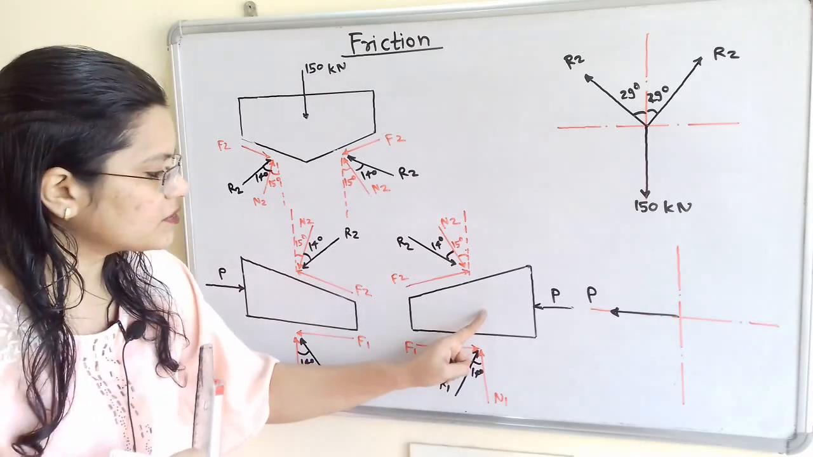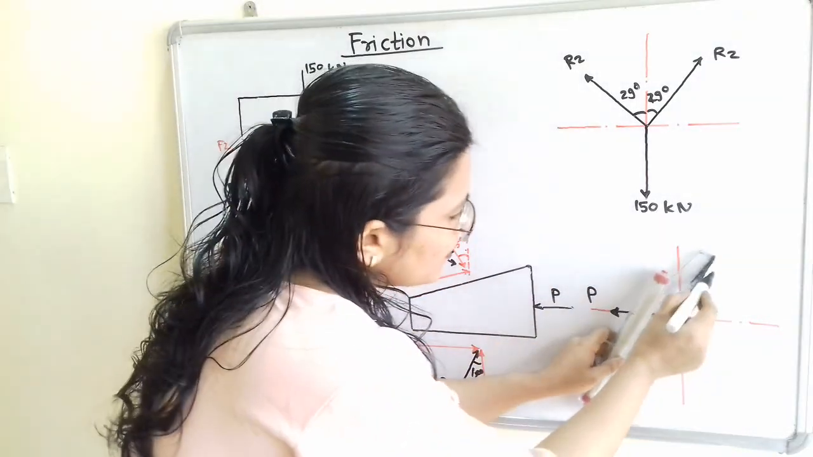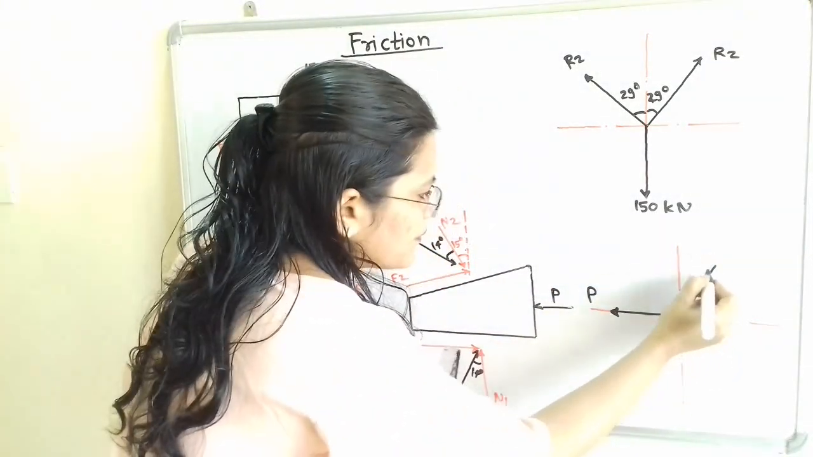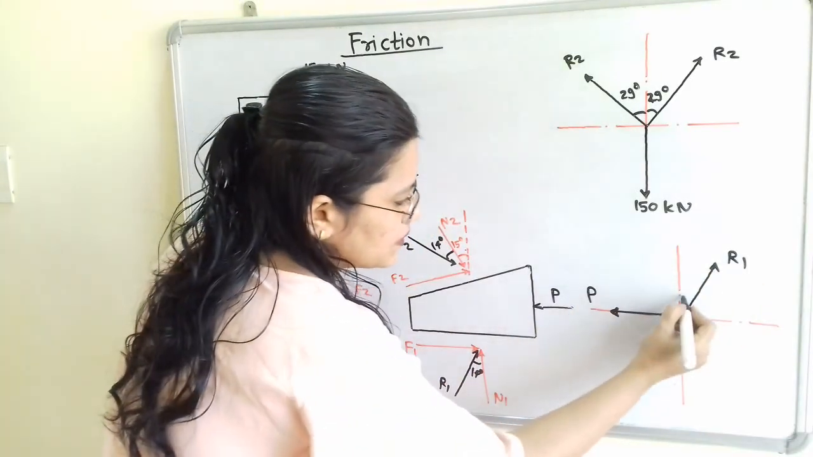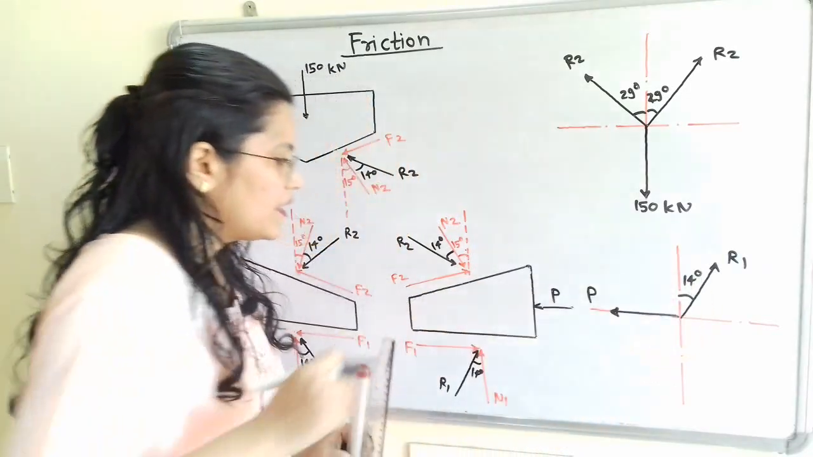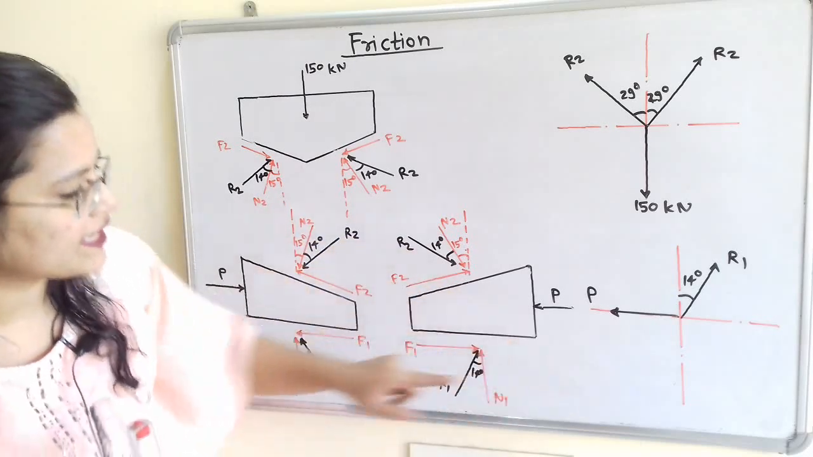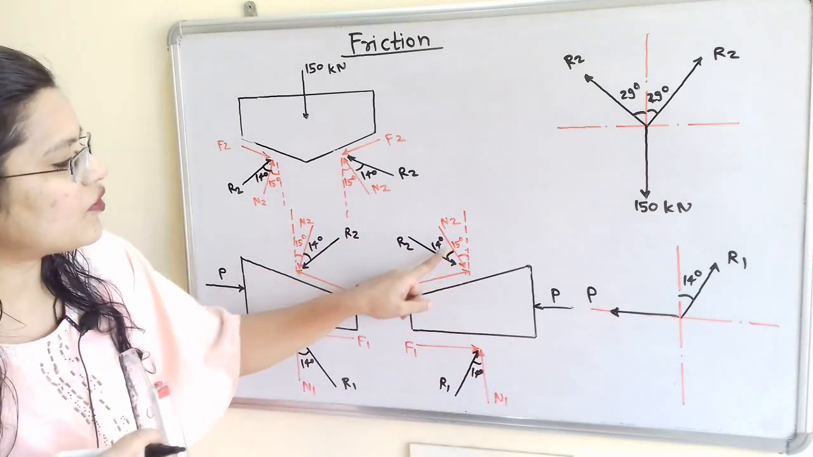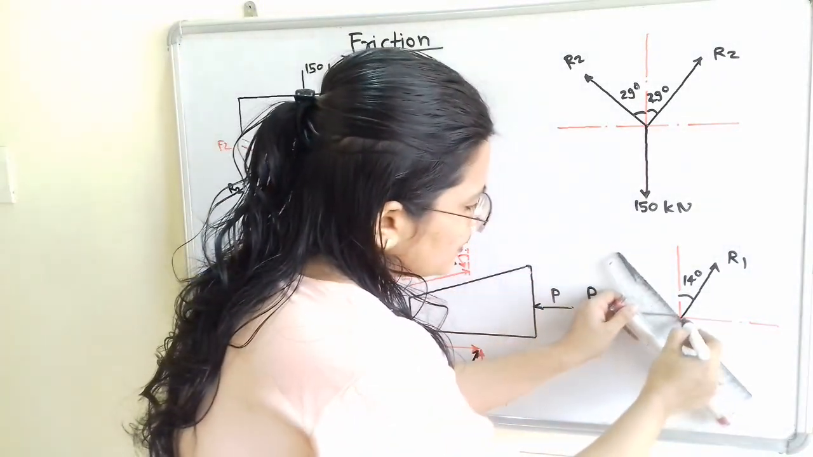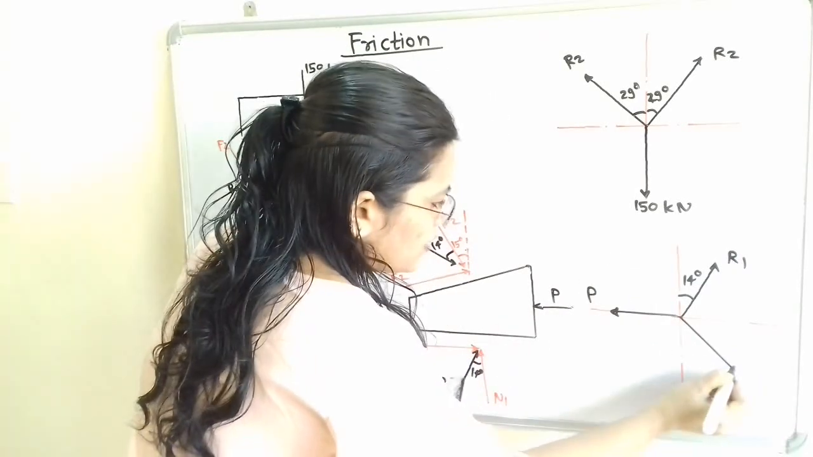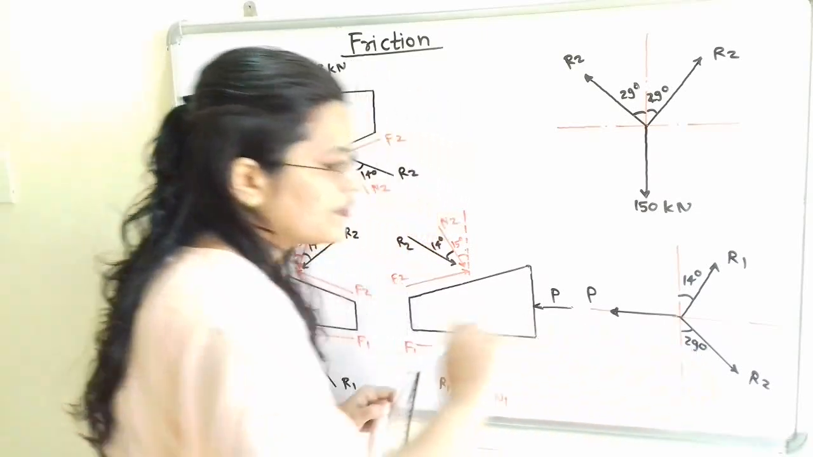It is also passing through the center. So if I extend this again, we have to show this R1, and this R1 is making an angle of 14 degree with this vertical. Then we have to show R2. R2 is moving towards the center, so again we will extend this, and it is making an angle of 15 plus 14, that is 29 degree, with the vertical. So we will show here R2 making an angle of 29 degree.